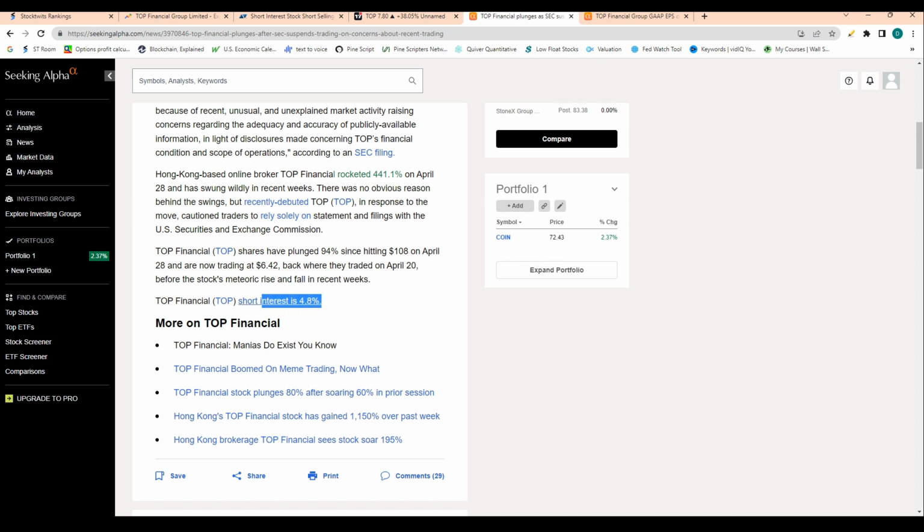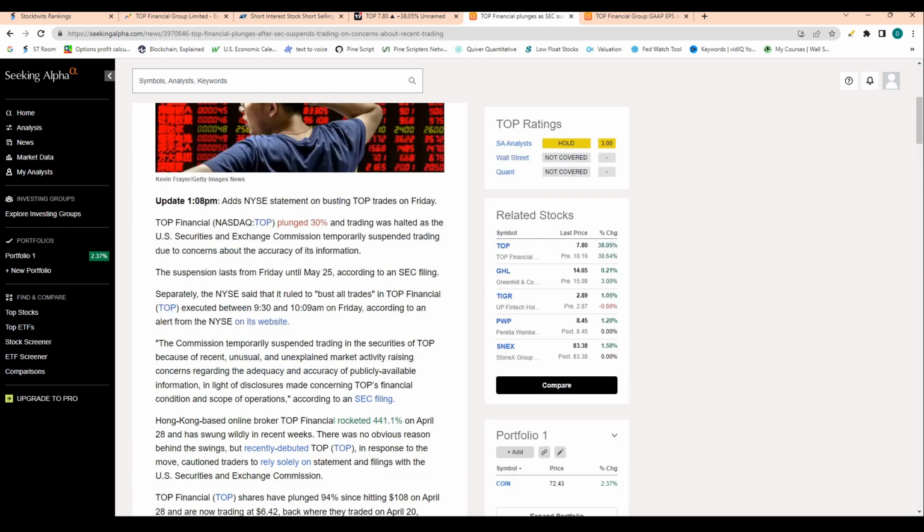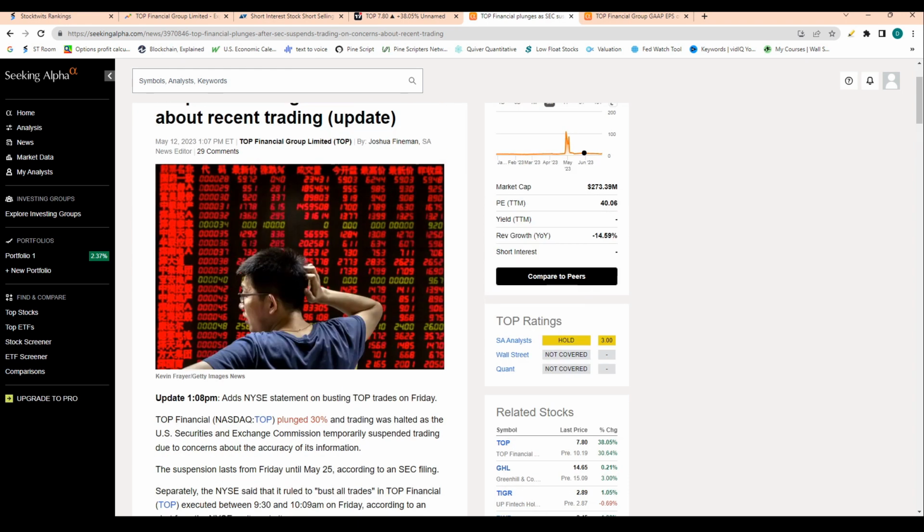And short interest was only 4.8% back in May. And since all this happened, we've seen short interest quadruple. So interesting there, we've seen a lot of firms pushing this stock lower.